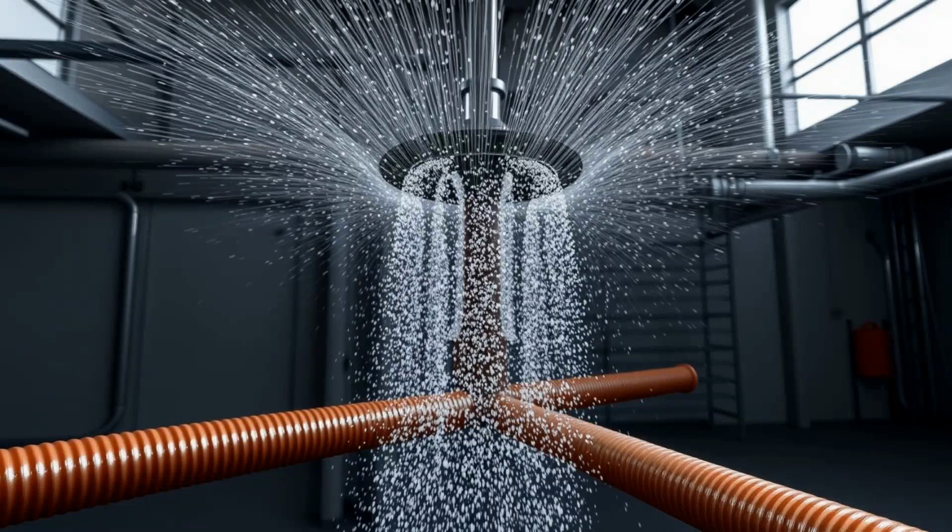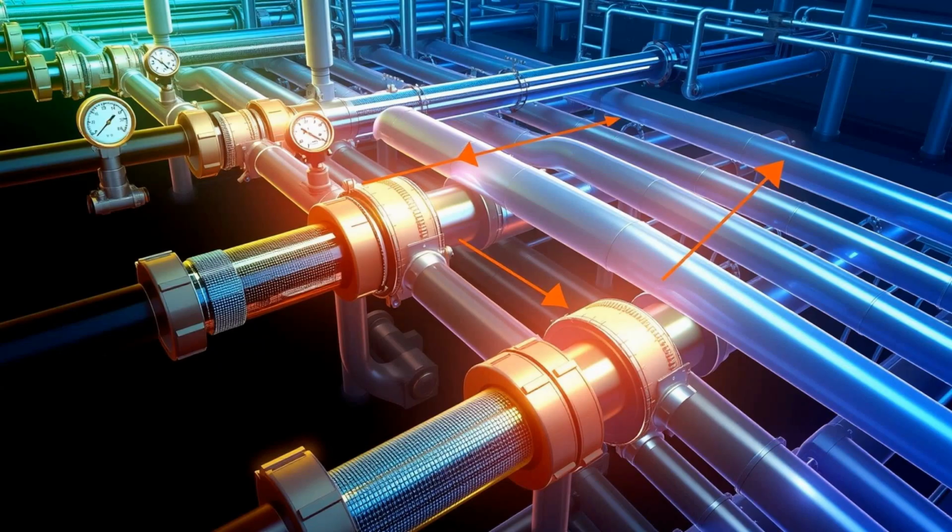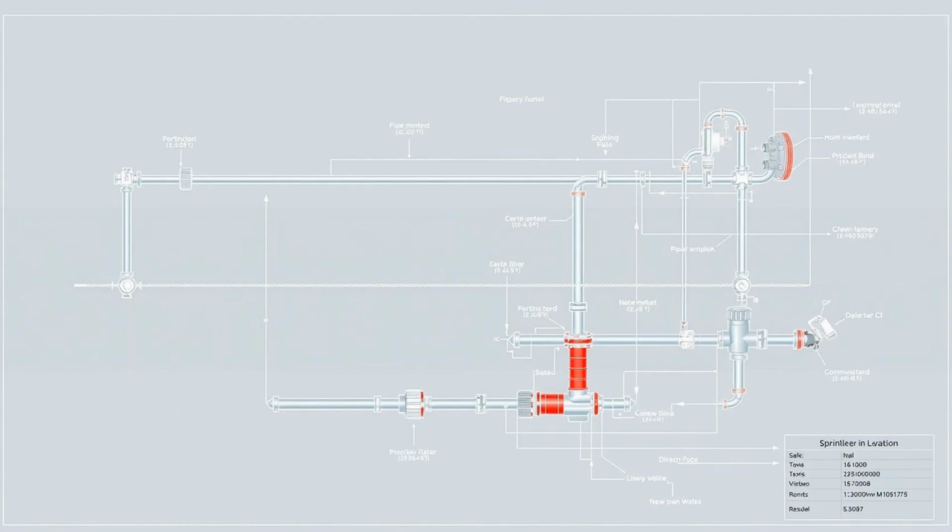Design engineers must calculate hydraulic demand, pressure loss, and flow rate requirements to ensure that each sprinkler head discharges enough water to suppress the fire. This involves a process called hydraulic calculation, which considers pipe lengths, diameters, friction losses, and elevation differences. The outcome is a detailed design drawing that shows pipe routing, sprinkler spacing, head types, and water supply requirements.